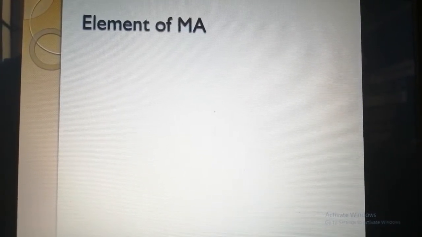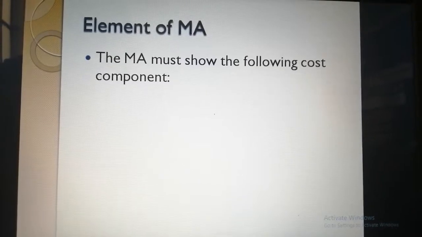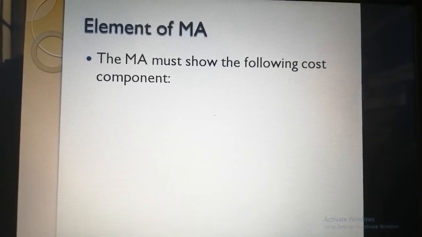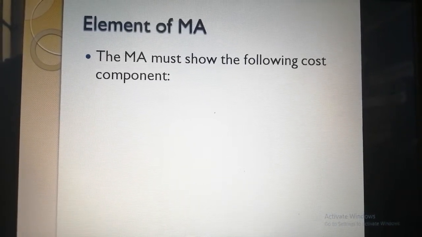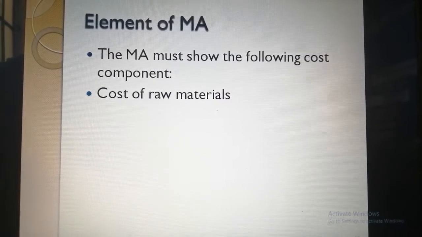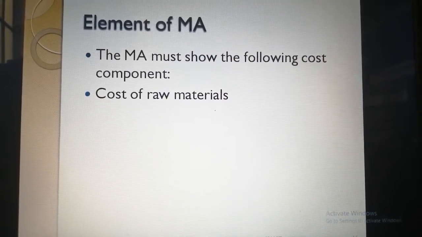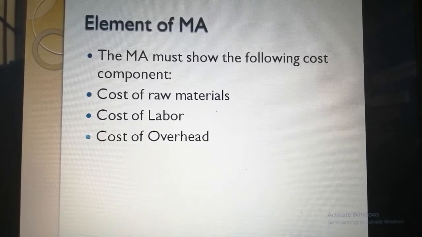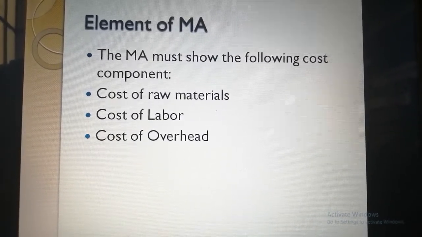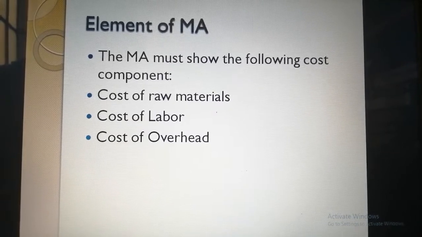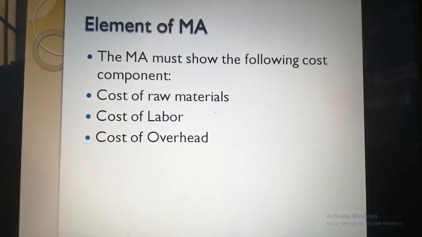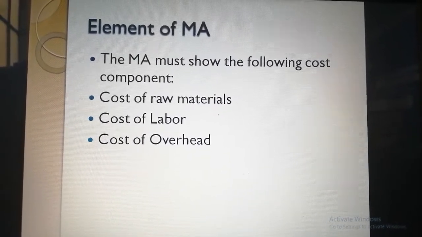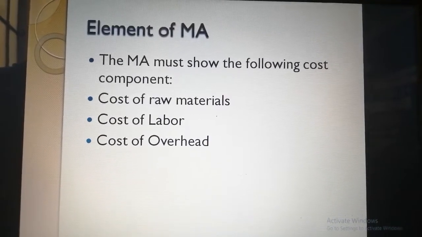Now, elements of manufacturing account. The manufacturing account shows the following cost components: 1 is cost of raw materials, 2 is cost of labor, and 3 is cost of overheads. So with the 3 costs of manufacturing, you will be able to establish the cost of producing a product.